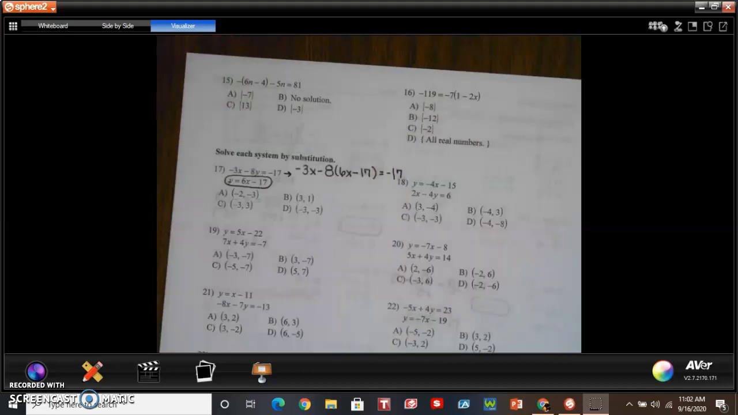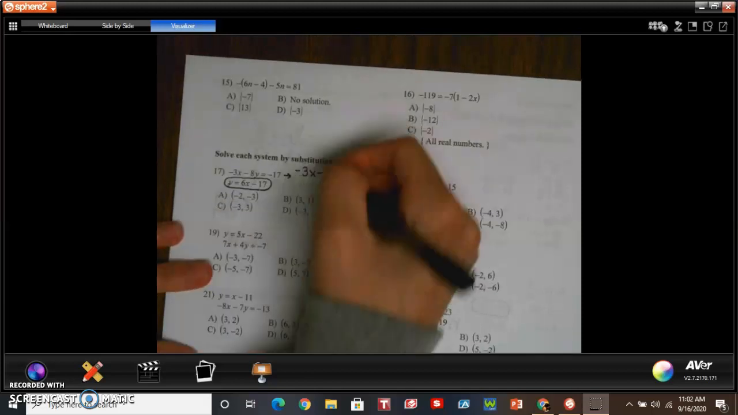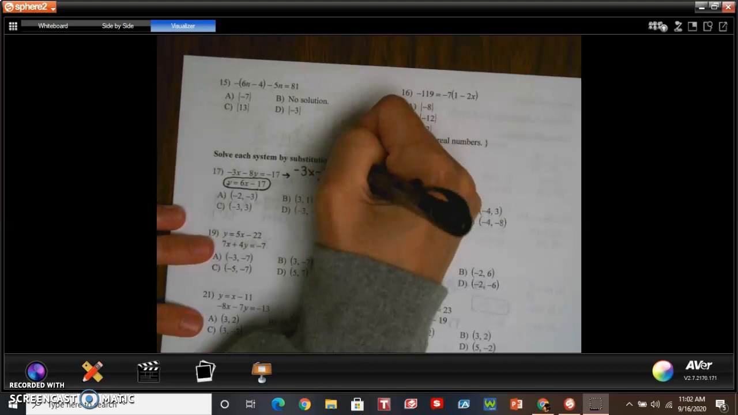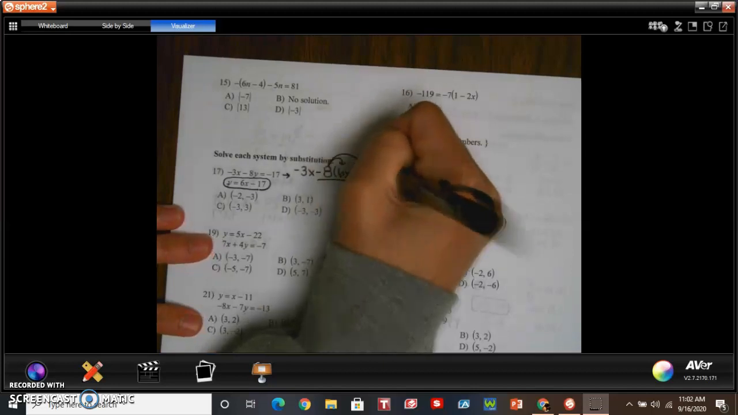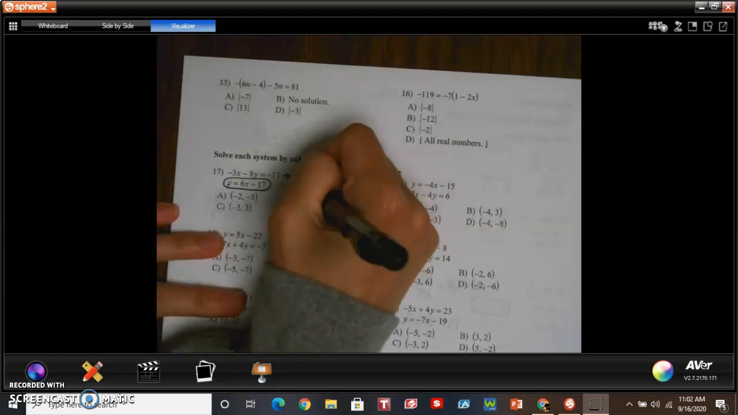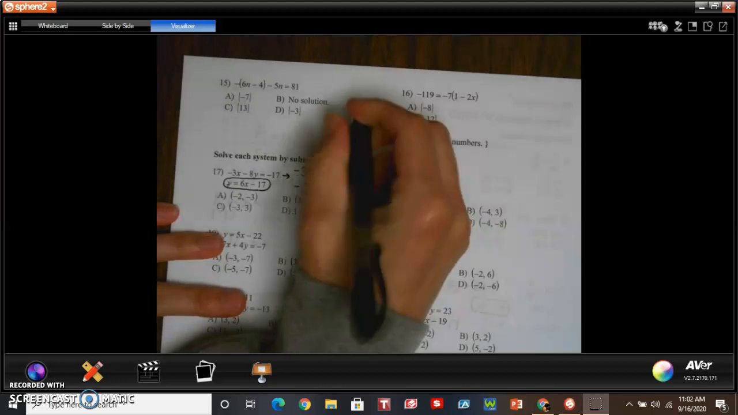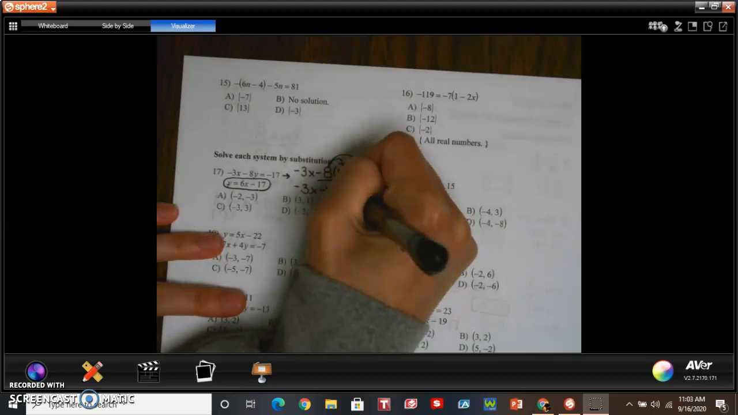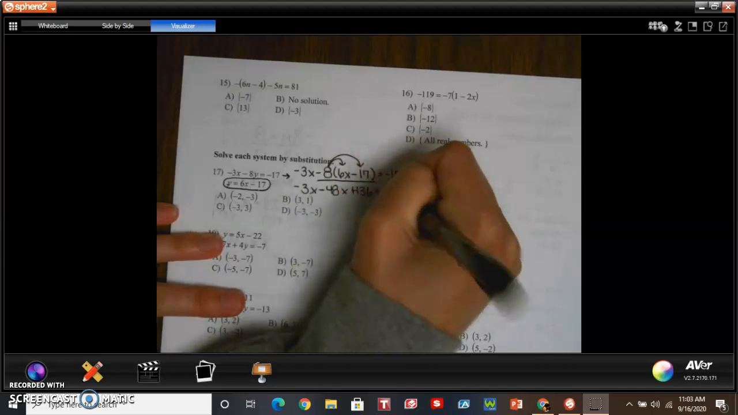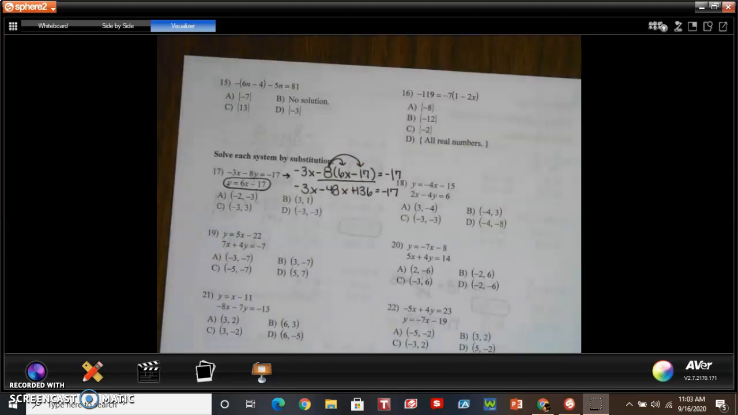And just like with the problem we just worked, we have to simplify before we can solve. We have this negative 8 right here, right outside that set of parentheses. So we're going to distribute, as in multiply that negative 8 by everything inside our parentheses. Please have a calculator handy to help you with these problems. So now we have negative 3x minus 48x plus 136 equals negative 17. And just like before, we have to simplify some more. If we have like terms, we need to go ahead and combine them.